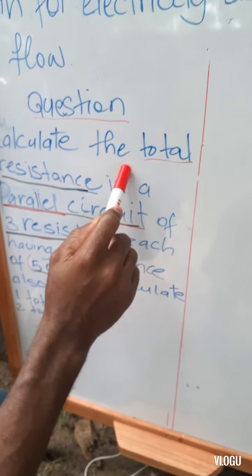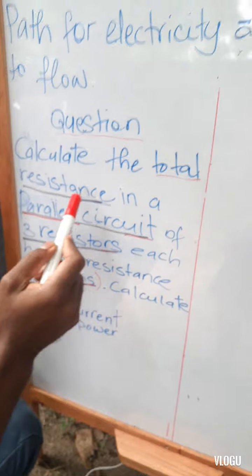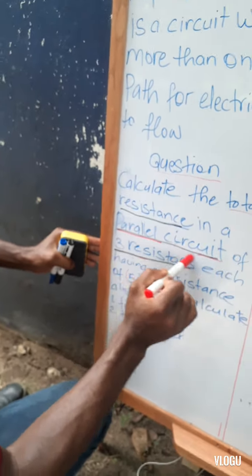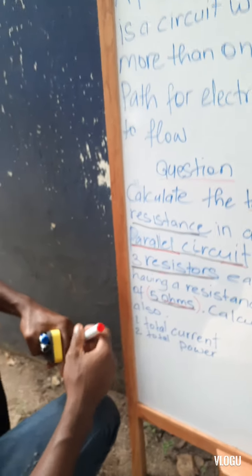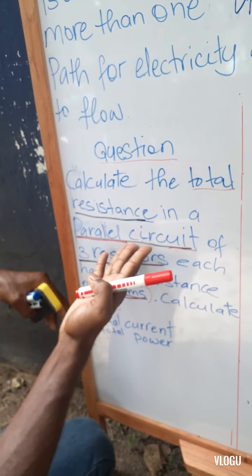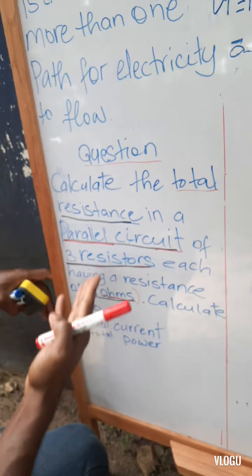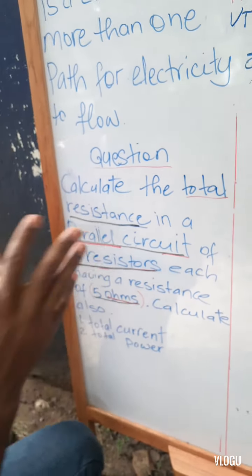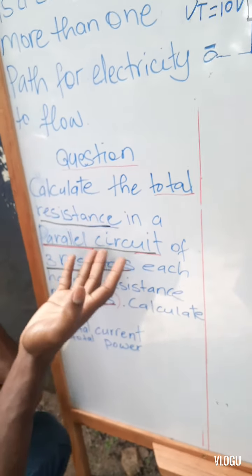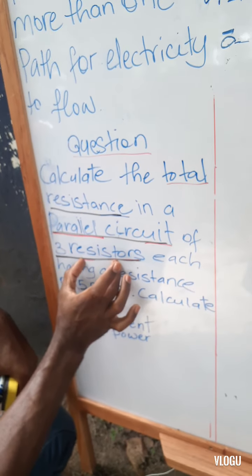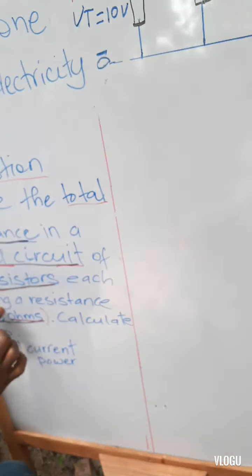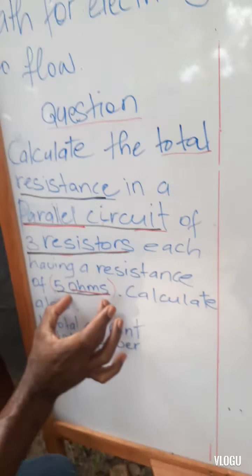So it says calculate the total resistance. We have to interpret the question. We know that we have to calculate the total resistance in a parallel circuit, and I have to point that out because whenever you are asked to calculate, you have to know what kind of circuit you're dealing with, so that you can know what rules apply, because the rules that apply in a parallel circuit are not the same rules that apply in a series circuit. So it says in a parallel circuit of 3 resistors. So now we know that 3 resistors are connected in parallel, each having a resistance of 5 ohms.